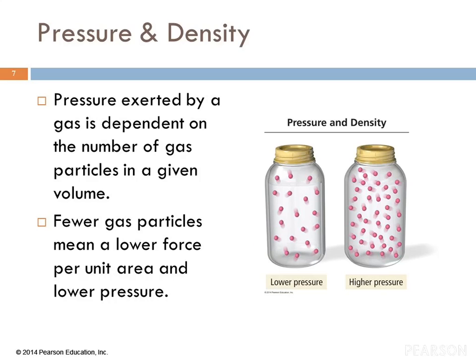What is density? Mass divided by volume. Which of these containers has a larger mass of gas? The one on the right. They have the same volume. So this gas is more dense because it has more particles, therefore more mass in the same volume.